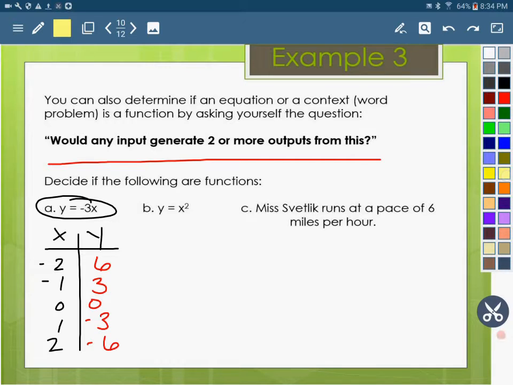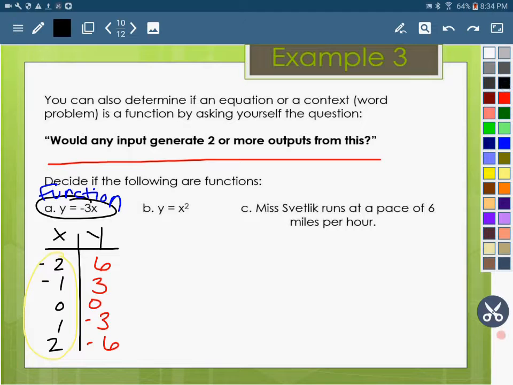Now, I created this table, so none of my inputs are going to repeat. But if I did repeat an input, is multiplying that input by -3 ever going to give me a different answer than what I've already written? No. So this definitely is a function. So I'm going to write that A is a function because for every input, there's ever only one output.